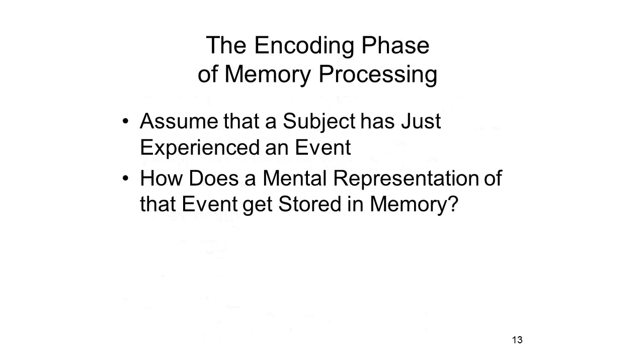So now, with this basic tool in hand, let's look at some of the principles that govern the encoding phase of memory processing. Let's assume that a subject has just experienced an event, that is, studied a list. How does the mental representation of that event get stored in memory? That's the basic question for the encoding phase. And what are the consequences for how an event is encoded, for how it will be remembered later on?